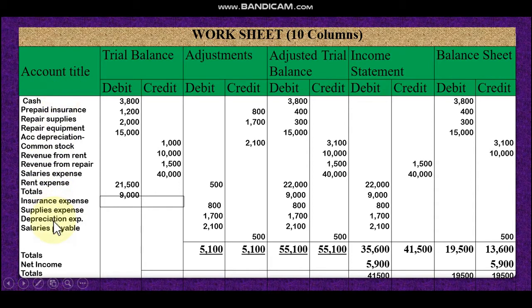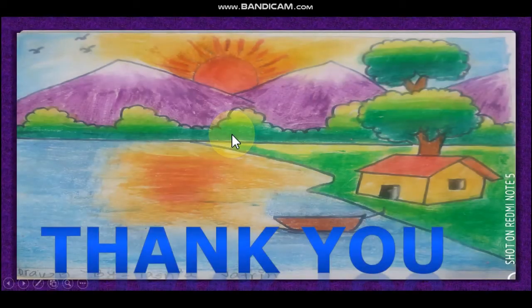That means what we will write in the account title column: at first we will write the items of the trial balance, then we will write the names of the adjustment items, but a repeated item we will write once. Then the account title column is over. Then the debit balance goes in the debit column and the credit balance in the credit column. From the adjustment, if any item is debit we will write it in the debit column, and if any item is credit we will write it in the credit column.